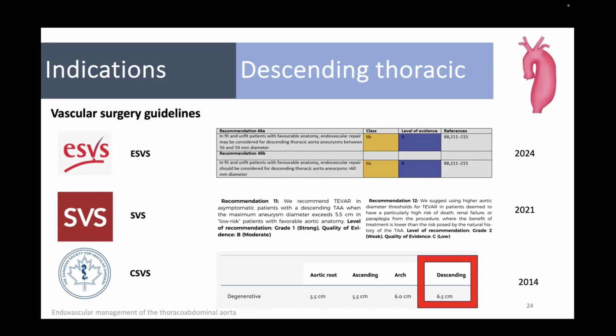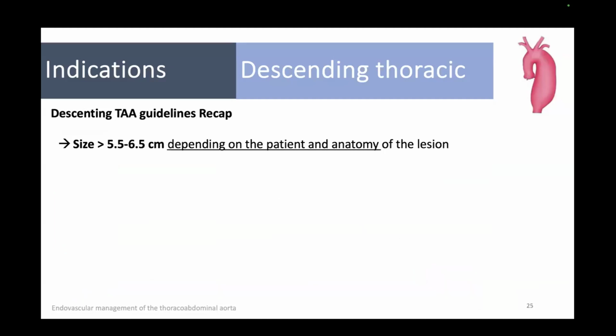CSVS also went with the CCS's recommendation with 6.5 centimeters in the descending aorta, but that's an old recommendation from 2014. So the recap for the descending thoracic aorta is to start considering treatment at 5.5 centimeters and up to 6.5 centimeters, depending on the patient anatomy, but also the frailty of the patient.